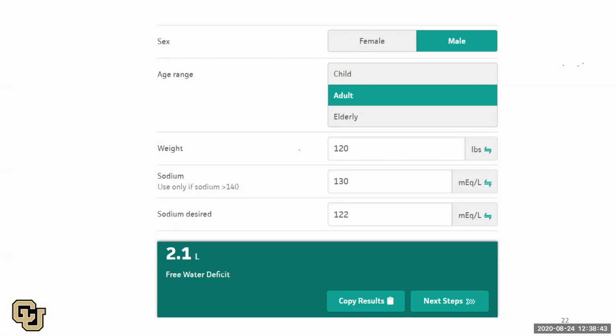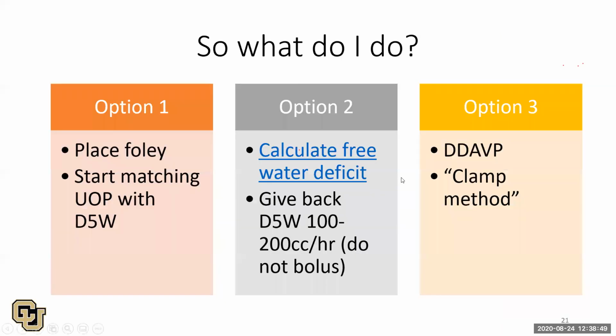Let's round down to 2,000 milliliters. And then you can run that as 200 cc's per hour. And so you can calculate your free water deficit and you can give that back as D5W at 100 to 200 cc's per hour rate. Please do not bolus D5W. That can cause a lot of large fluid shifts in the brain and can cause cerebral edema. So D5W you should always run at a low rate and not bolus. So that's your second option.